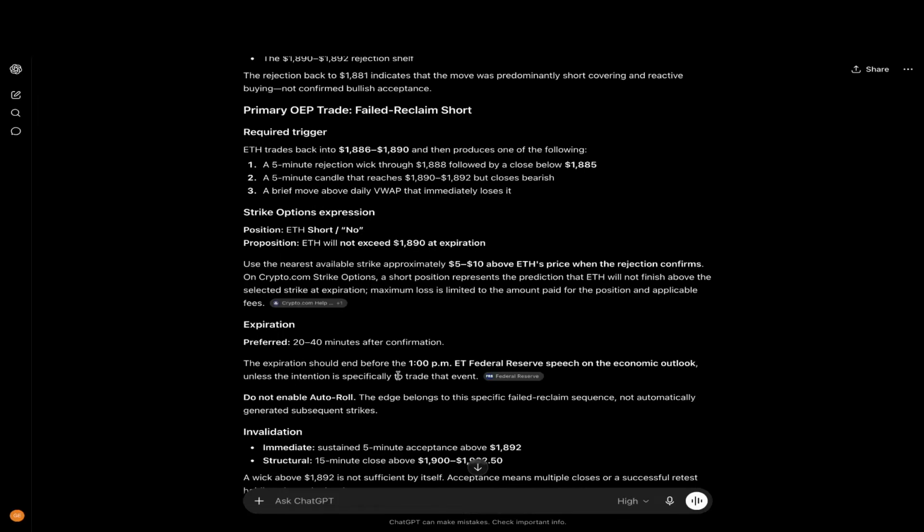So it looks like we got some economic news here. It looks like the expiration should end before the 1 p.m. Eastern Standard Time Federal Reserve speech on the economic outlook, unless the intention is specifically to trade the event. So you need to be careful unless you really know what's going to happen when you start listening to what the Fed says.